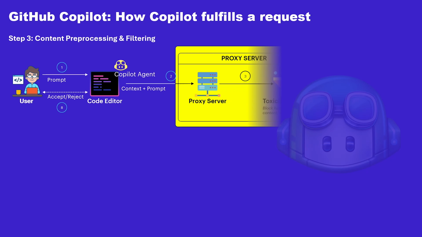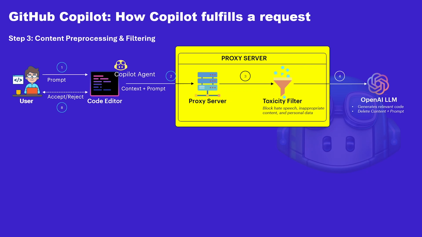Before GitHub Copilot sends your prompt to the AI model, it runs two important checks: preprocessing and content filtering. Preprocessing trims unnecessary details, restructures the prompt, and keeps only the most relevant context, boosting both speed and accuracy. Content filtering screens for harmful or inappropriate language using a toxicity filter, blocking things like hate speech, vulgarity, and personal data from reaching the model or influencing suggestions. Together, these steps make Copilot responses safer, faster, and smarter.